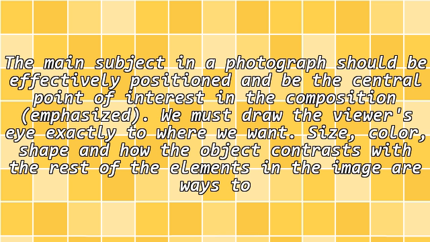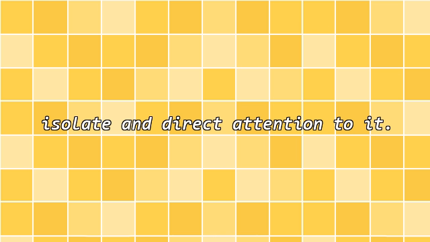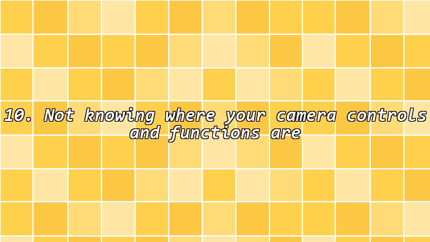9. No focal point. The main subject in a photograph should be effectively positioned and be the central point of interest in the composition, emphasized. We must draw the viewer's eye exactly to where we want. Size, color, shape, and how the object contrasts with the rest of the elements in the image are ways to isolate and direct attention to it.